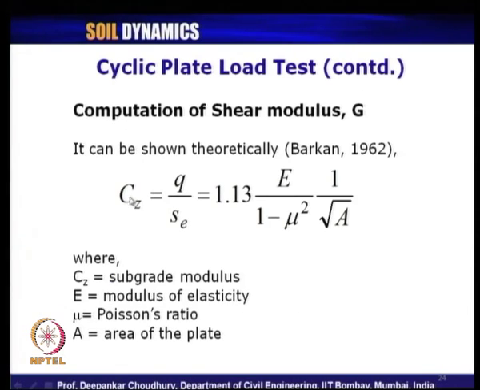So, the dynamic subgrade modulus computed from the slope of the curve is represented by this expression: Cz = 1.13 times E by (1 minus mu square) times 1 by root over A, where E is Young's modulus, mu is Poisson's ratio and A is the area of the plate. Kindly note that this expression is valid only for vertical vibration. Please note it down.